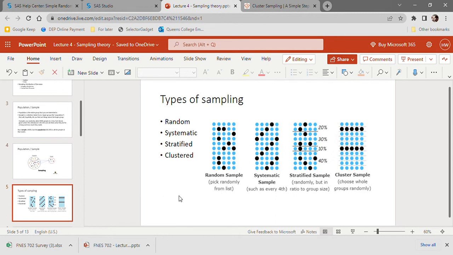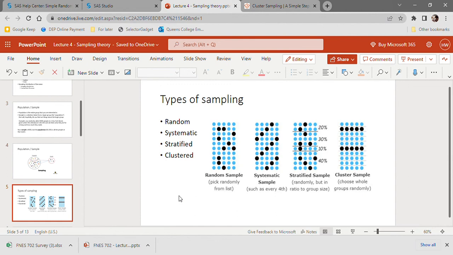I'll give you an example using the class survey data that we took. We might be only interested in the dietetics majors. And so you would create a strata based off of your major, whether it's phys ed, exercise science, or nutrition dietetics, and then only sample from the nutrition dietetics. So that's stratified sampling.